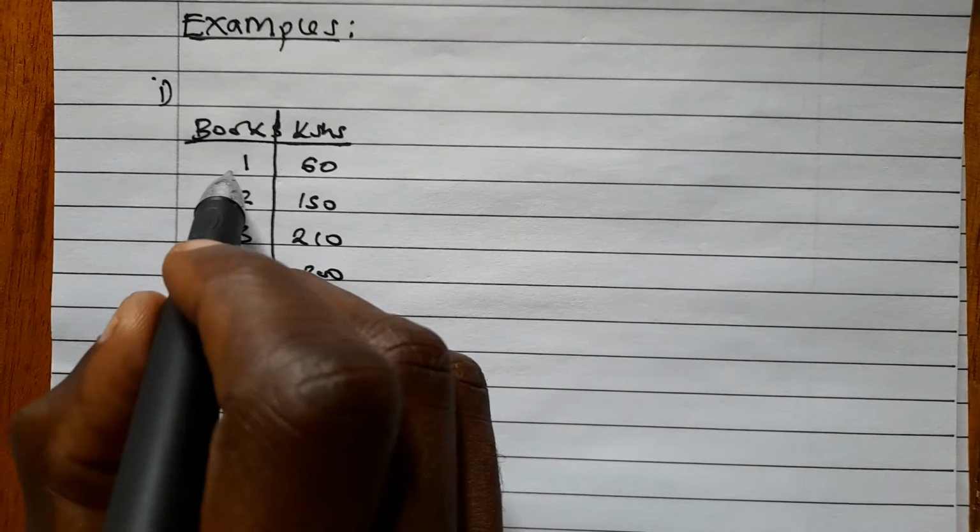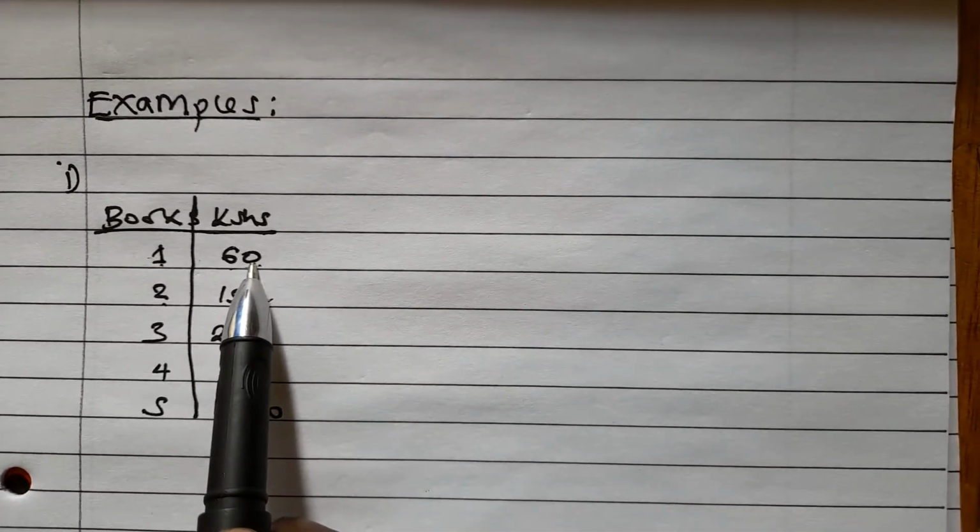The question is, is this table representing a function? Is the price a function of the type of book? Of course it is a function. And why are we saying it is a function? Because every type of book has one specific price. Like for instance, book type 1 has its price as 60, book type 2 has its price as 150, and so on. So it is a function because every type of book has its specific price.